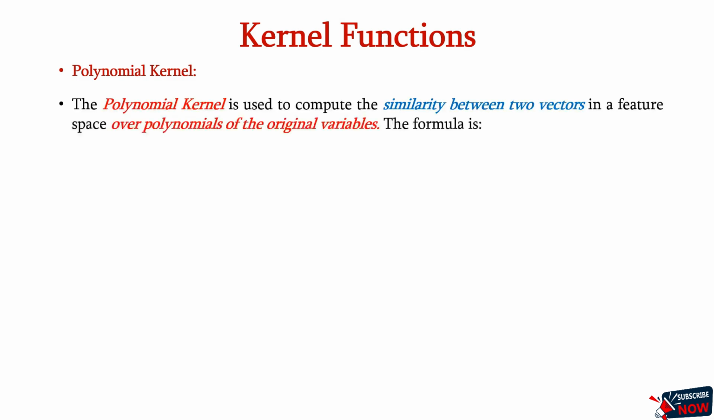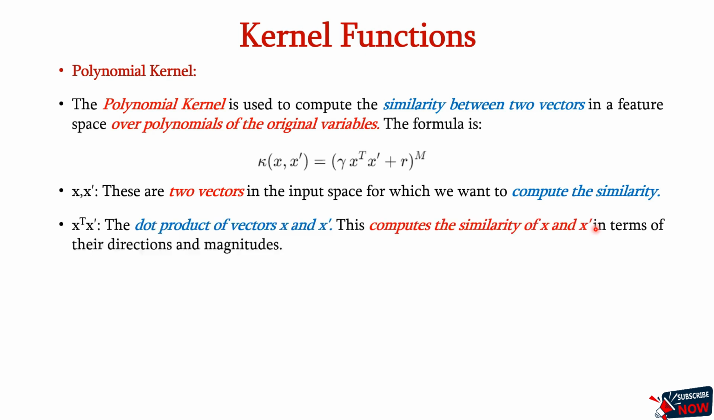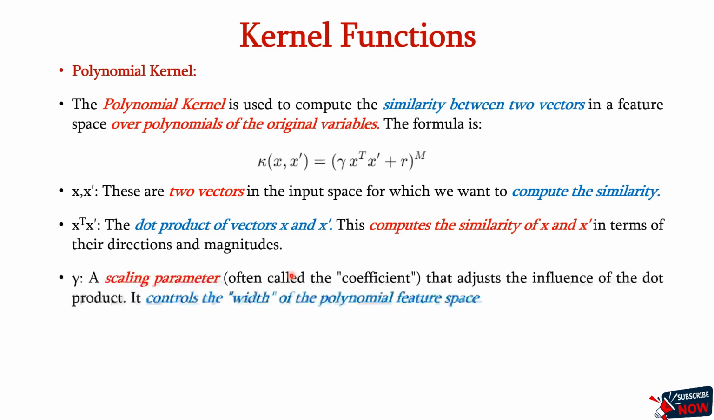Next, we have polynomial kernel. The polynomial kernel is used to compute the similarity between two vectors in a feature space over polynomials of the original variables. The formula for this kernel is k of x comma x dash is equal to gamma into x transpose x dash plus r whole power m. Here x and x dash are two vectors in the input space for which we want to compute the similarity. X transpose into x dash is the dot product of vectors x and x dash. This computes the similarity of x and x dash in terms of the directions and magnitudes.